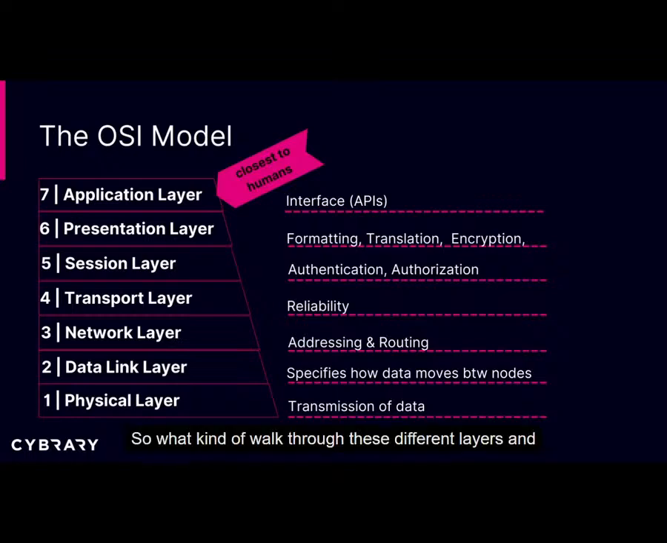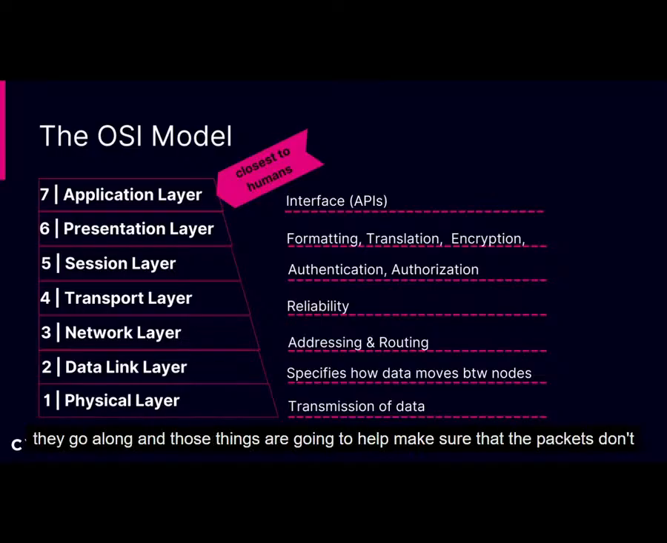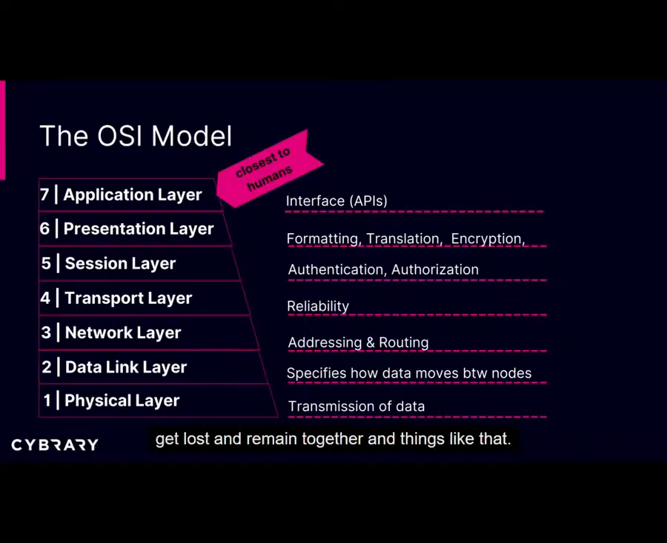So we'll walk through these different layers and give you a high level idea of what's happening at each layer. Packets are going to be going through each layer with headers and footers being added and removed as they go along. And those things are going to help make sure that the packets don't get lost and remain together and things like that. In the next lesson, we're going to go into each of these layers in more depth. So don't worry if we're going through them quickly here.